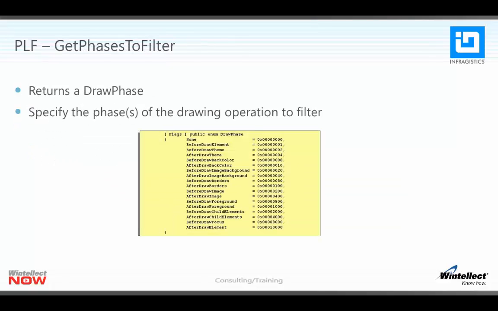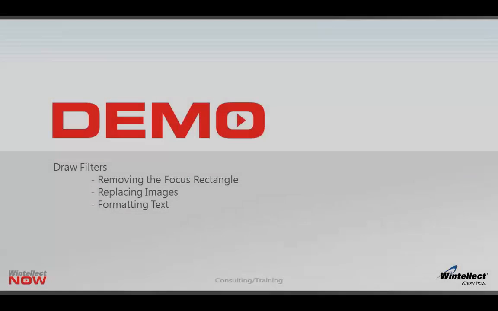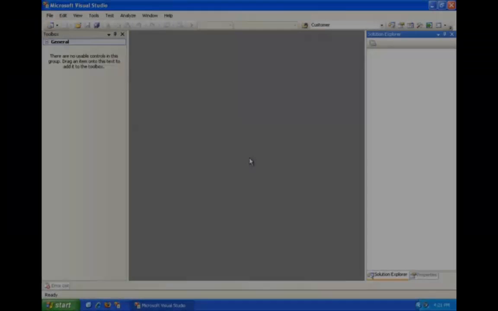In the GetPhasesToFilter method, you are required to return a draw phase. The phase or phases that you return will be the phase of the drawing operation that will be filtered. As you can see, there are many before and after draw phases for elements, themes, back color, images, foreground, child elements, and focus to filter. And this brings us to our labs: removing the focus rectangle, replacing images, and formatting text.